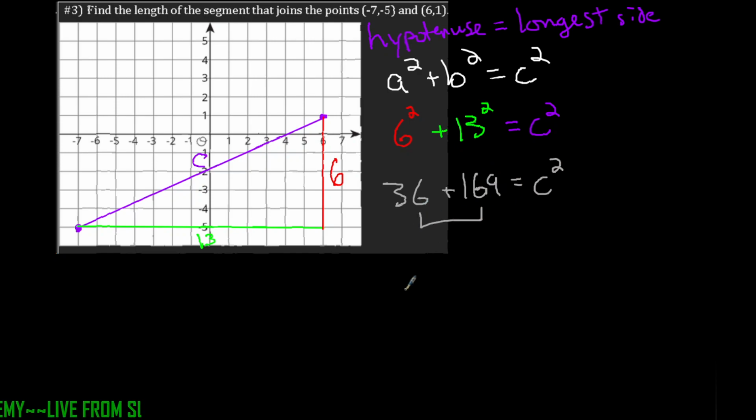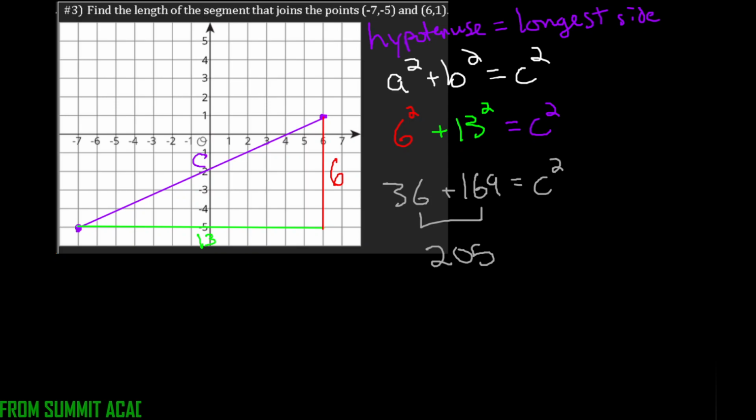Add these two together. So I'm going to say it's going to be 205. Always double check if you need to. Let me clear some of these out. 205. See it in here. Or sorry, 169. Yeah. Okay, so now I have to take that square root.